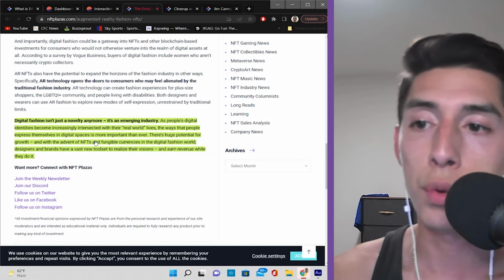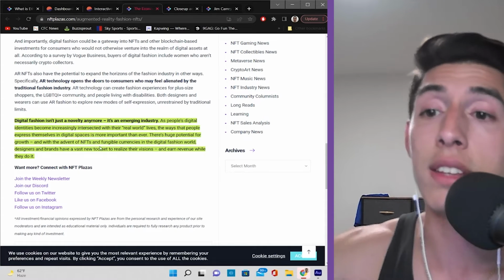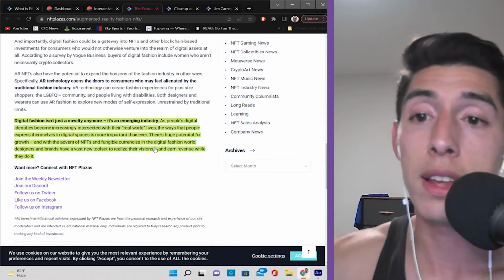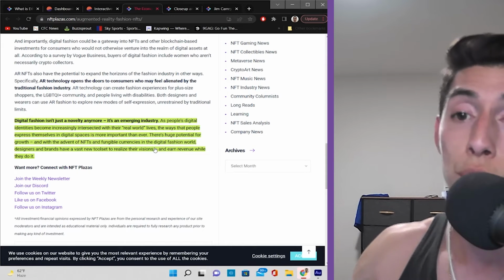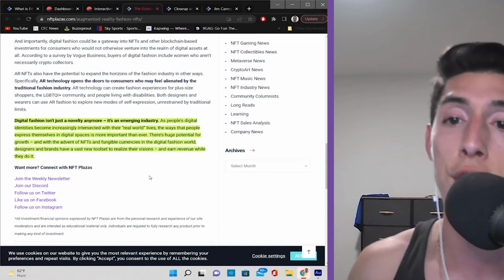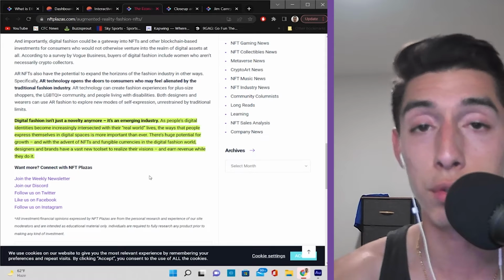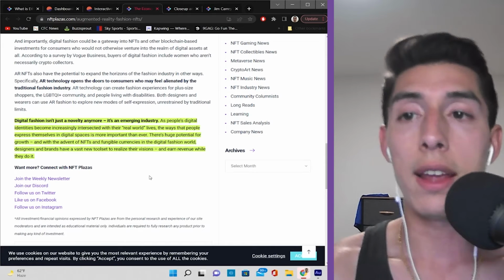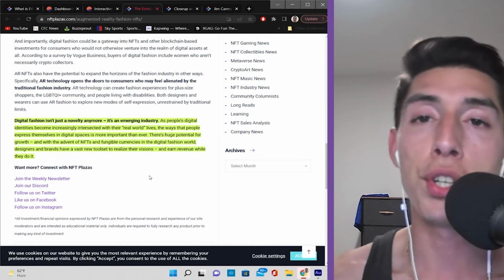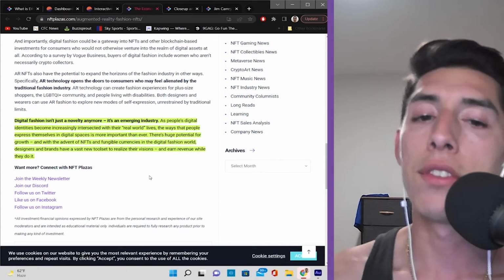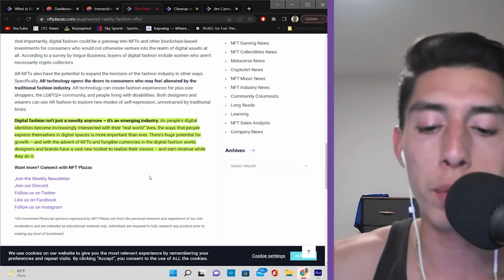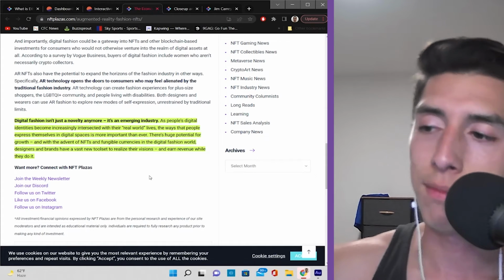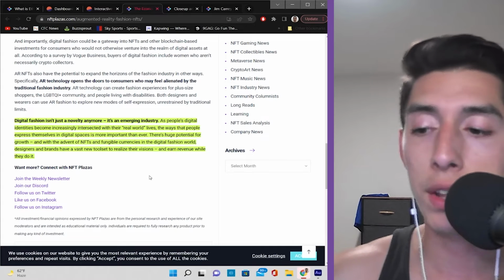There's huge potential for growth, and with the advent of NFTs and fungible currencies in the digital fashion world, designers and brands have a vast new tool set to realize their visions and earn revenue while they do so. So even though this is still very new, still emerging, I think at some point this will be inevitable. And of course, augmented reality will come first before full on virtual reality.